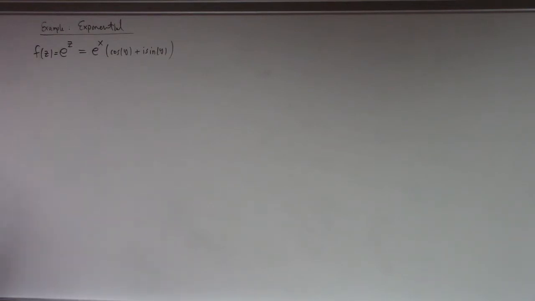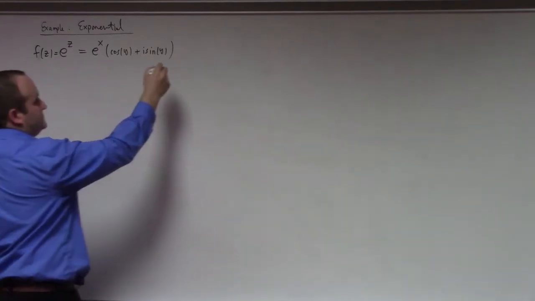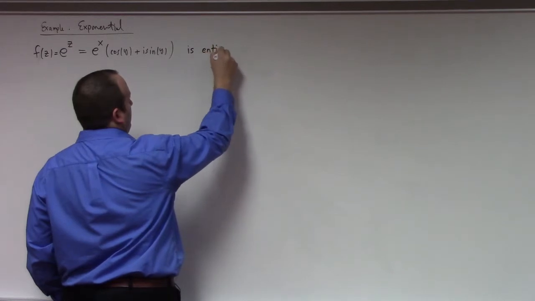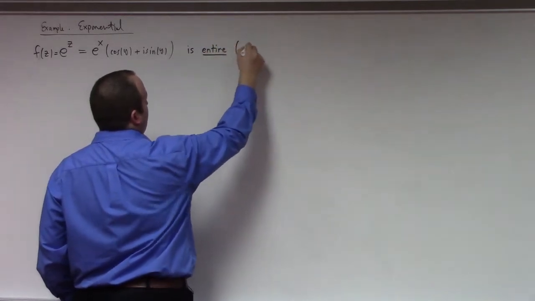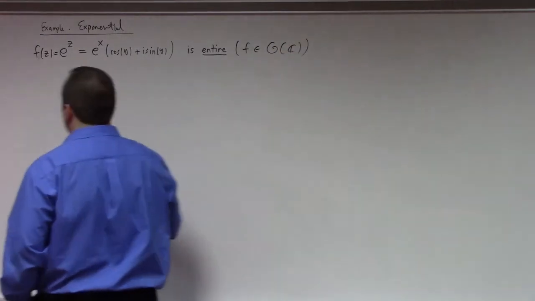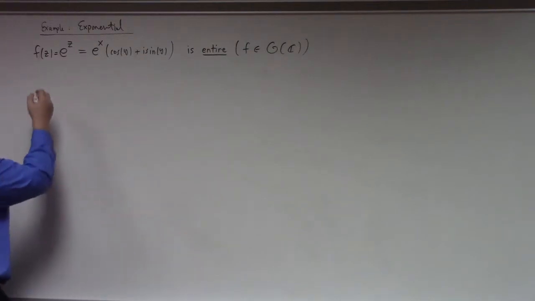Now let's look at g of z. Oh, by the way, this function is what? It's entire, right? In other words, f is an element of the holomorphic functions on the whole complex plane. Take complex derivatives wherever you want, and this is the one that's pretty hard to mess up, right? I mean, the derivative of e to the z is what? Okay, we know. It's e to the z. Surprise, surprise.